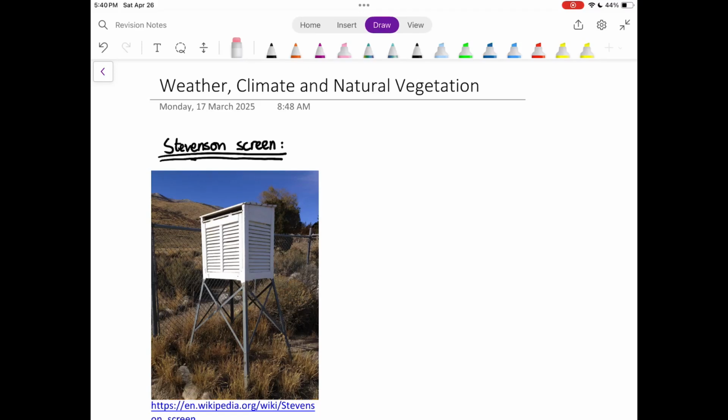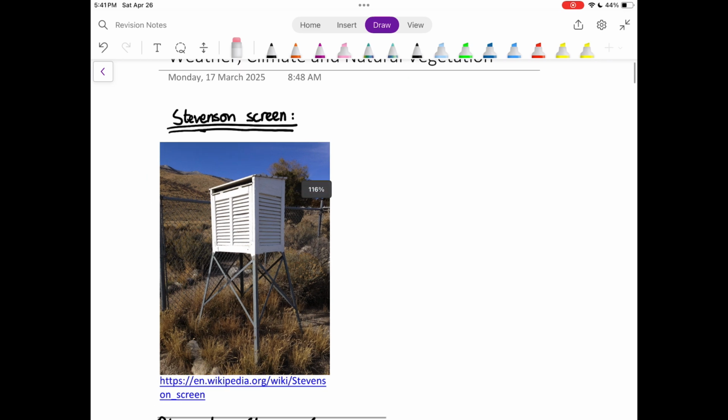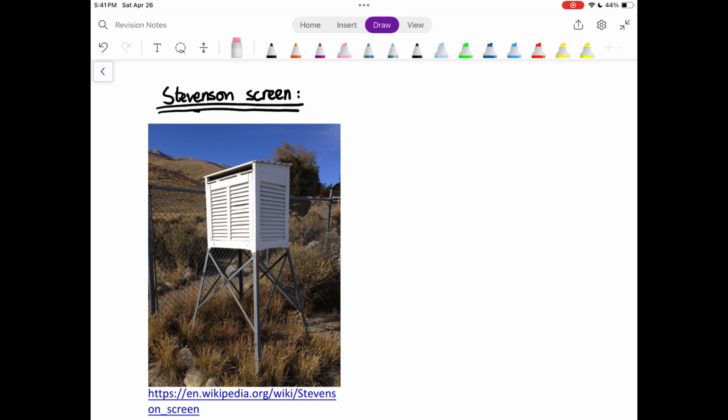Hi everyone, welcome to another video, and today we're going to be going through topics 2.4 and 2.5, which are weather and climate and natural vegetation. So the first topic we're going to be going through is weather, and what you need to know about weather is what is called a Stevenson screen.